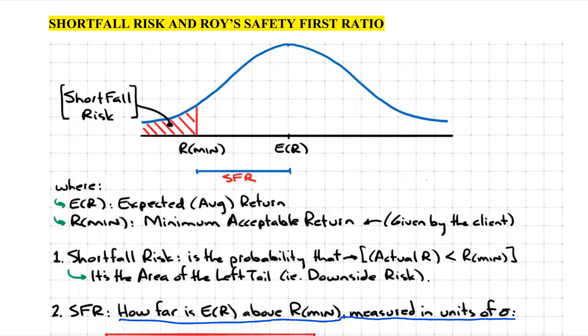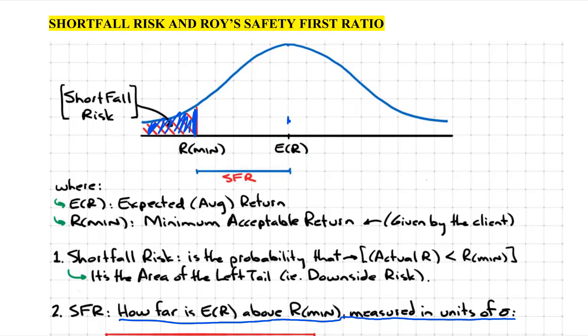And really, you just need two critical points. You just need to know the expected return, and you need to know this minimum level of acceptable return. So shortfall risk is the probability of earning a return that's less than R min, but then using those same two critical points, i.e. expected return and R min, safety first ratio represents the gap or the distance between those two. But the catch is we're measuring this gap in units of standard deviation.